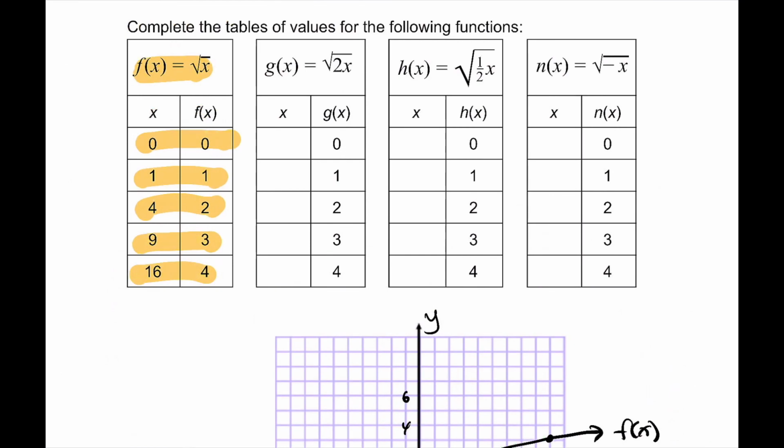Okay, so when we investigate a transformation like root of 2x, we're going to take a different approach. Hopefully by taking this approach, you can see what the pattern is with x and this number, in this case 2, being multiplied to x, and what it looks like. So here we want the same answers, 0, 1, 2, 3, 4, as our parent function.